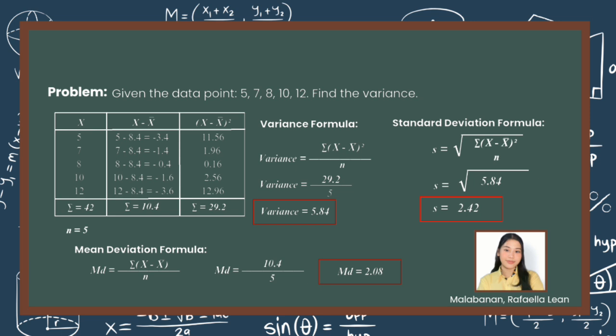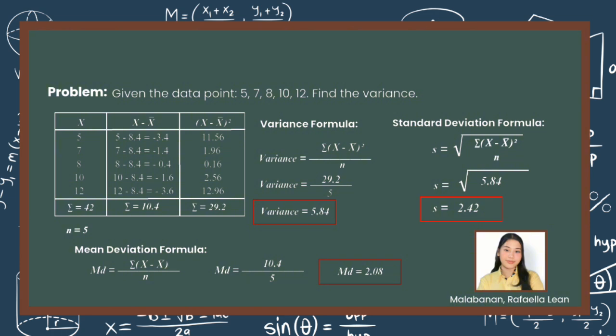Now we are ready to get the variance. We just need to divide the sum of x minus mean squared, which is 29.2, by n, or 5. 29.2 divided by 5 is equal to 5.84. So the variance is 5.84.